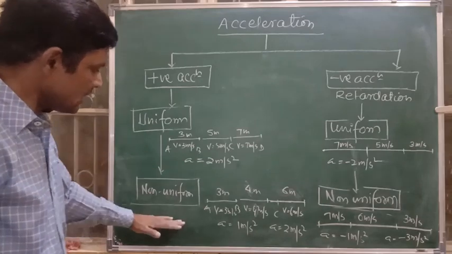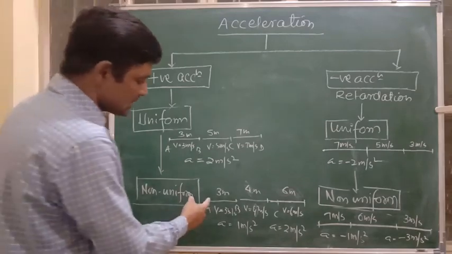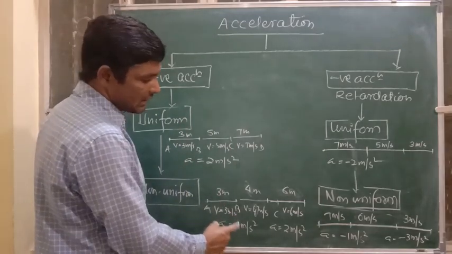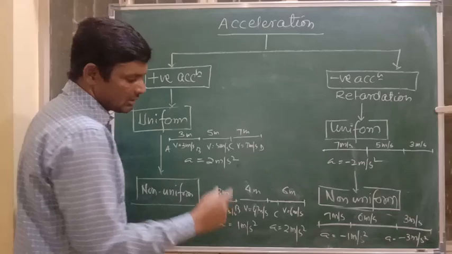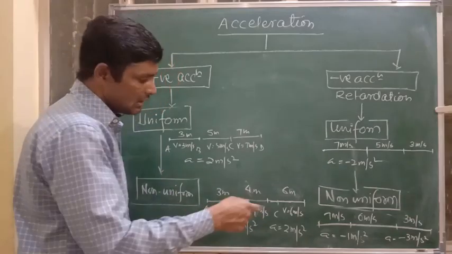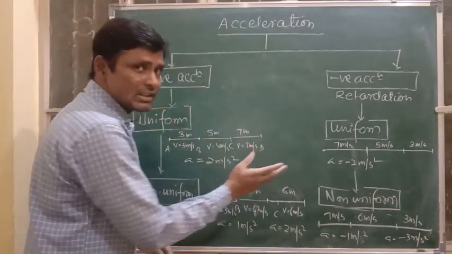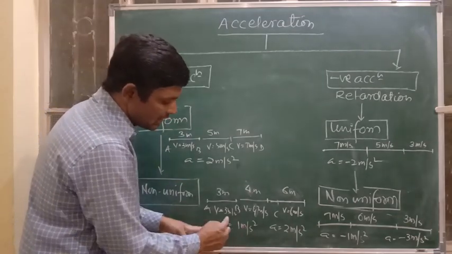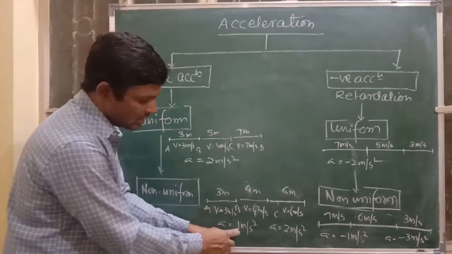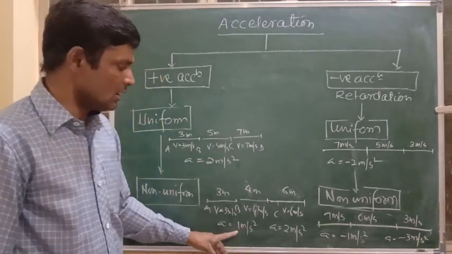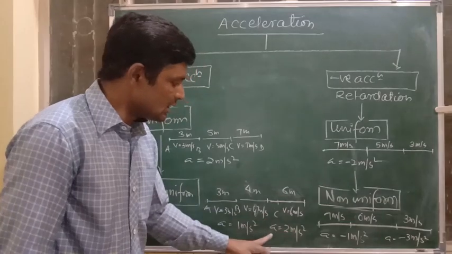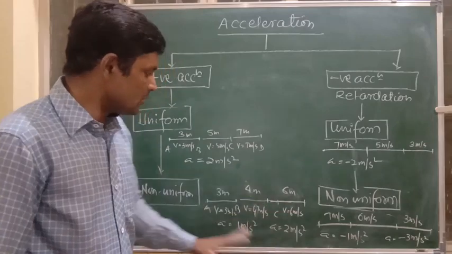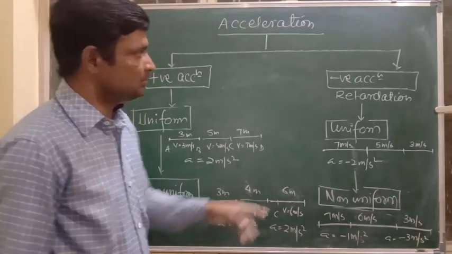And there is another example for non-uniform motion. Here you can see in the first second the object was moving with 3 meter per second, then in the second second it was moving with 4 meter per second, and then 6 meter per second. So velocity is increasing but not uniformly. So in the first second there is an increase of 1 meter per second square, that is, acceleration is 1 meter per second square. In the next second you can see there is a 2 meter per second square increase, 4 to 6. So this is called positive acceleration, but it is non-uniform.